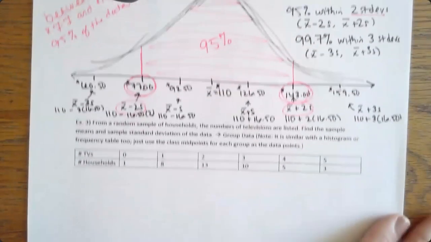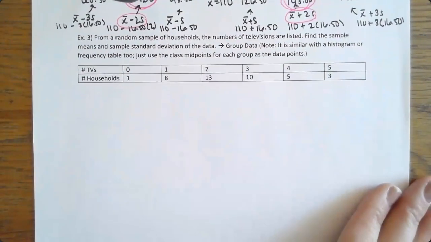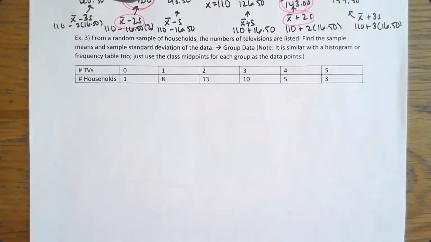Now, the other example I want to go over here is how to work with grouped data a little bit more. So again, we've talked this out in class, but we haven't really done a full example. So here we have a random sample of households, and in that, we look at the number of TVs in each household. So we're going to find the sample mean and sample standard deviation of the data. And this is grouped data.